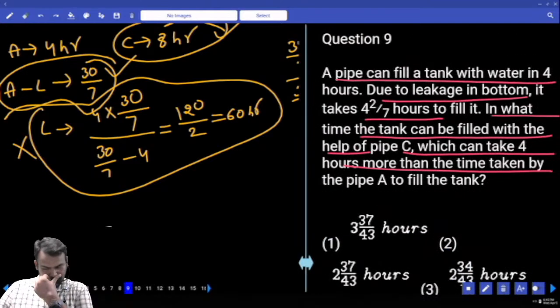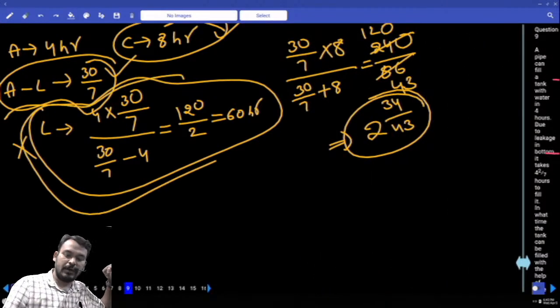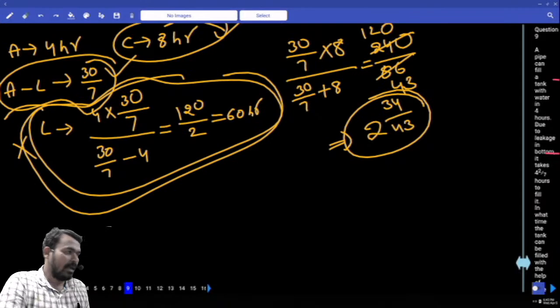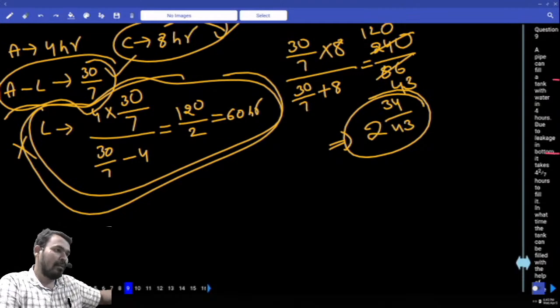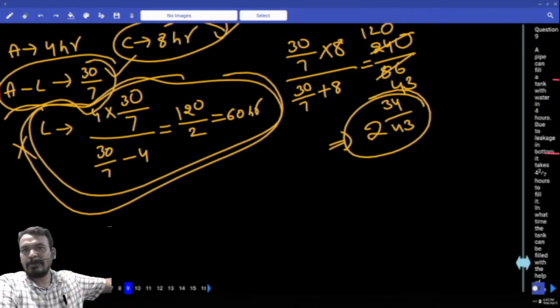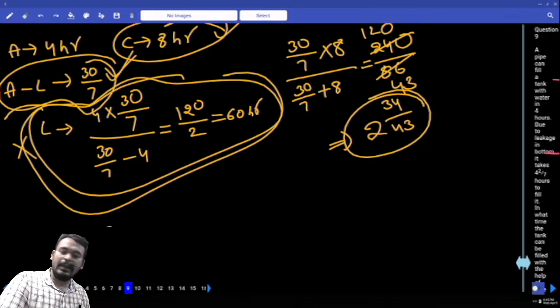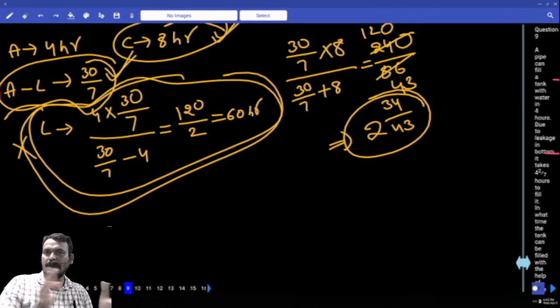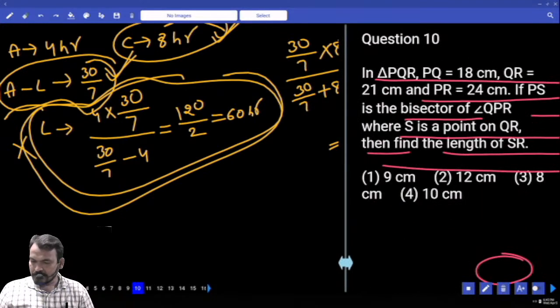Which option? Third option. Without using the leakage concept also we get the answer, but I explained it for the sake of understanding the concept. If you require the leakage value, we use product by difference. But here, the together value of 3 pipes, and already we know A and L and the C value. Together means product by sum or product by difference? Product by sum.